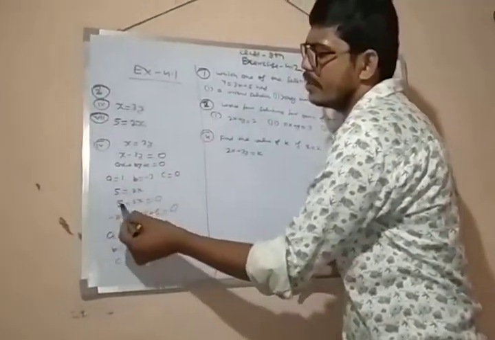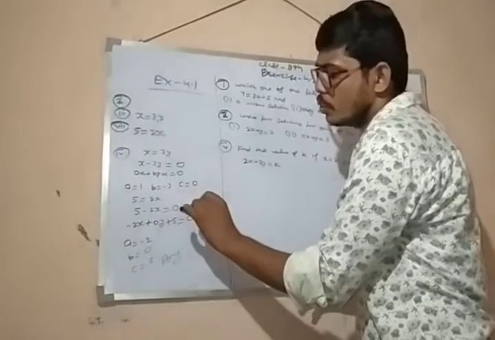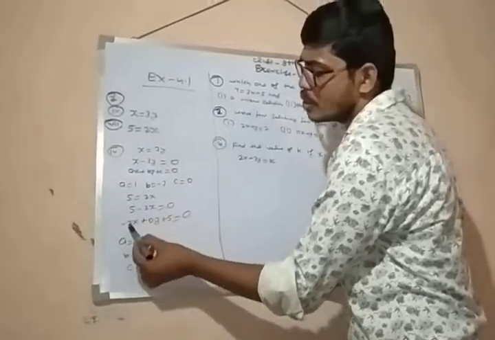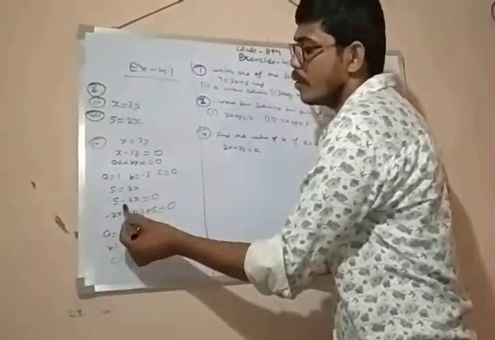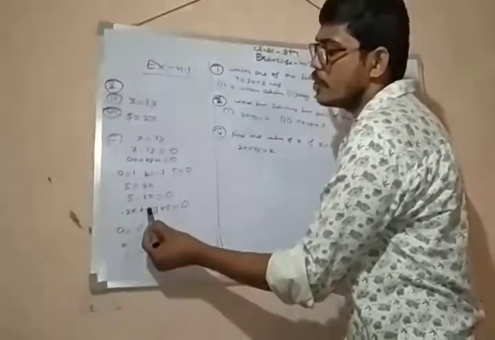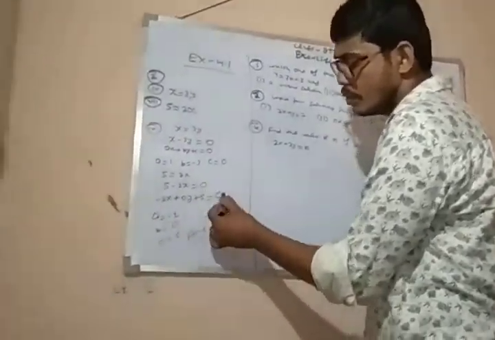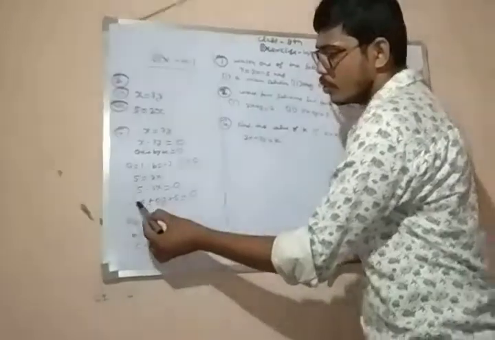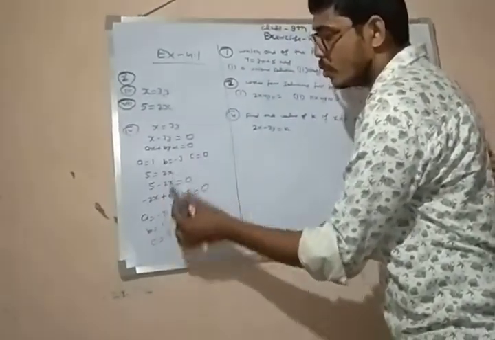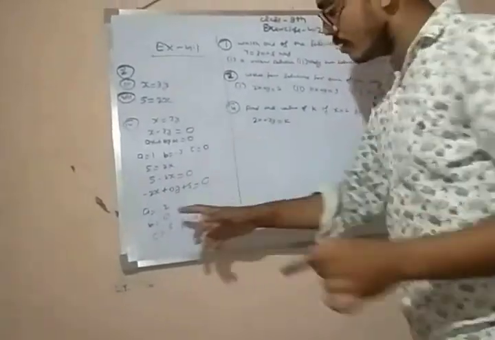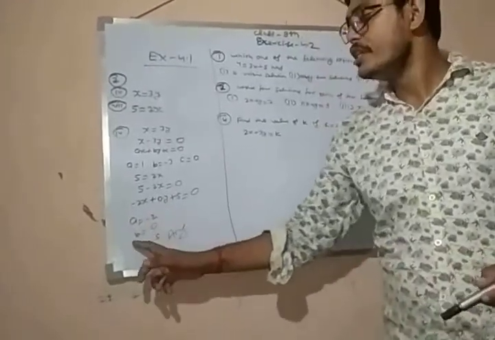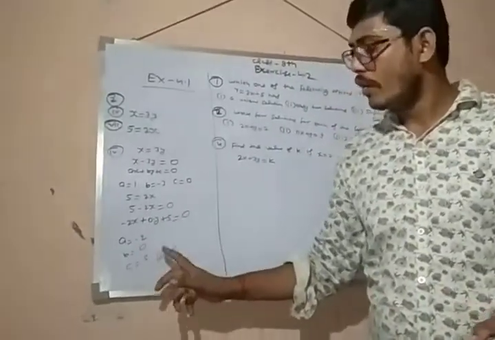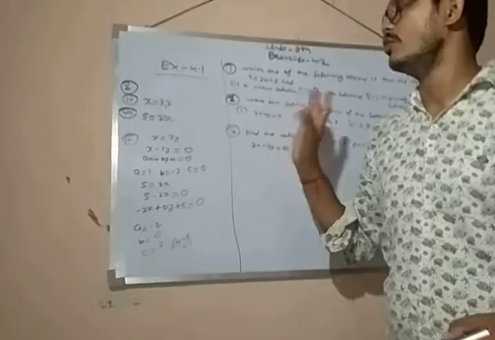Transferring to the left side, 5 minus 2x is equal to 0, and we can write it as minus 2x plus. The y value, b value, is not given, so we can write 0 into y plus 5 is equal to 0. Now a is equal to minus 2, b is equal to 0 and c is equal to 5. Okay, this is your answer.